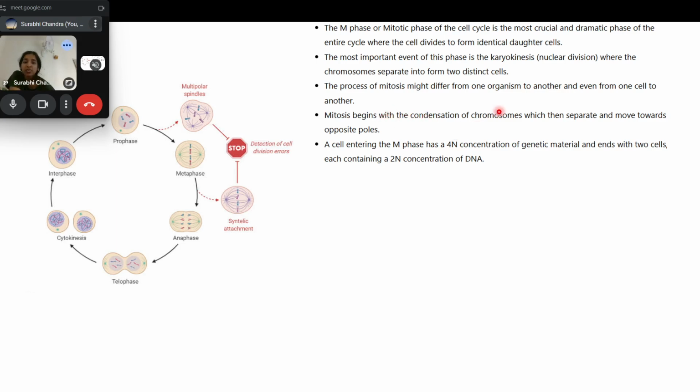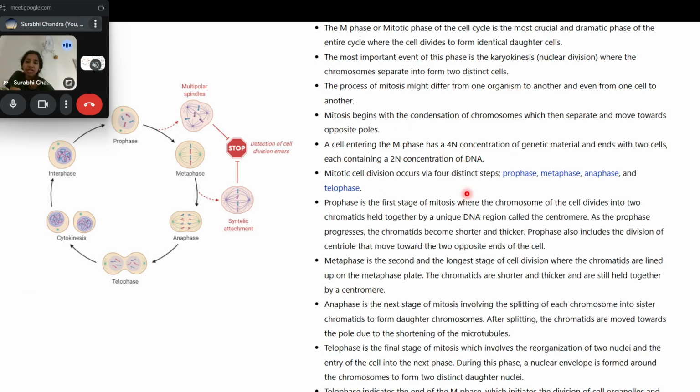And mitosis begins with condensation of chromosomes, which then separate and move towards opposite poles. And a cell entering M phase has 4n concentration of genetic material. However, after M phase, each cell contains 2n concentration of DNA. Again, it has 4 distinct steps: prophase, metaphase, anaphase, telophase. Finally, cytokinesis occurs.